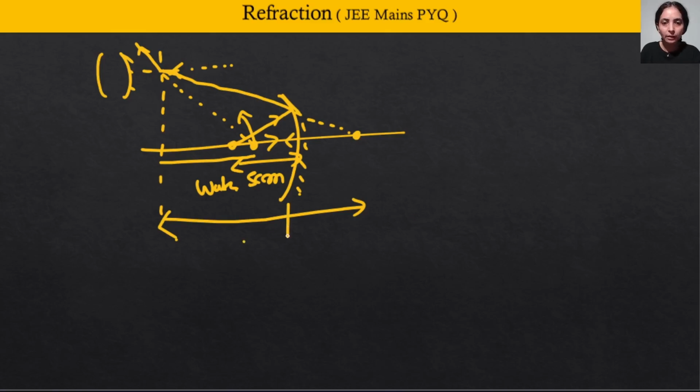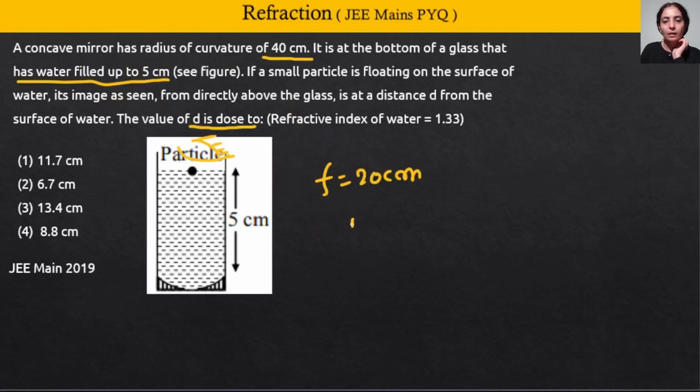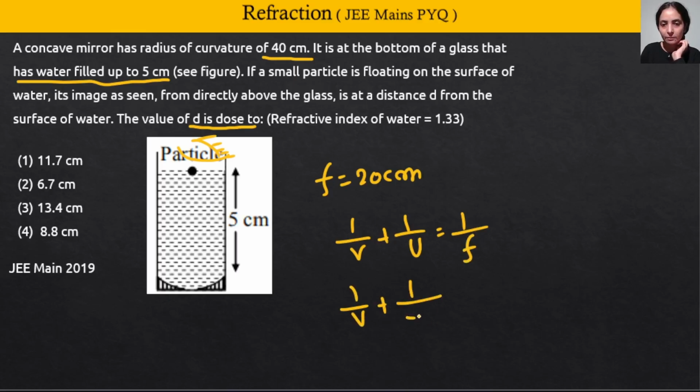How much will be this one? Up to this it is 5 centimeter. This will be how much? Basically image distance. So let us use the formula. 1 by v plus 1 by u को आप क्या लिखोगे? 1 by f. 1 by v plus 1 by u. U is how much? Object distance -5.